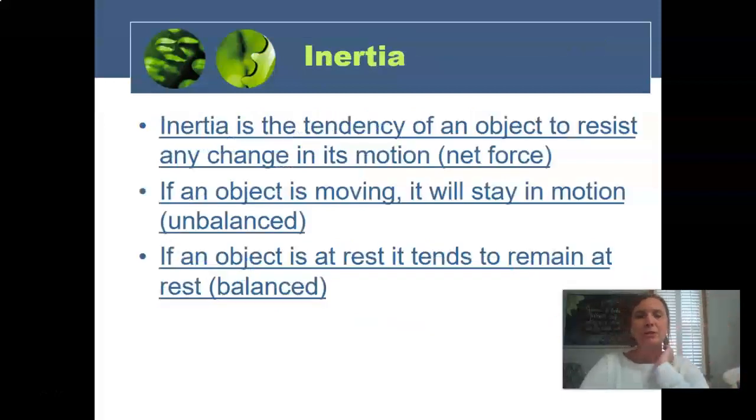Inertia is the tendency of an object to resist any change in its motion, in its net force. Think of those as all the forces acting on an object. If an object is moving, it will stay in motion. It wants to stay unbalanced, as I said a few minutes ago. An object in motion wants to stay there, except that there might be some type of force acting on it. And if an object is at rest, it wants to continue to stay at rest. It wants to stay balanced.